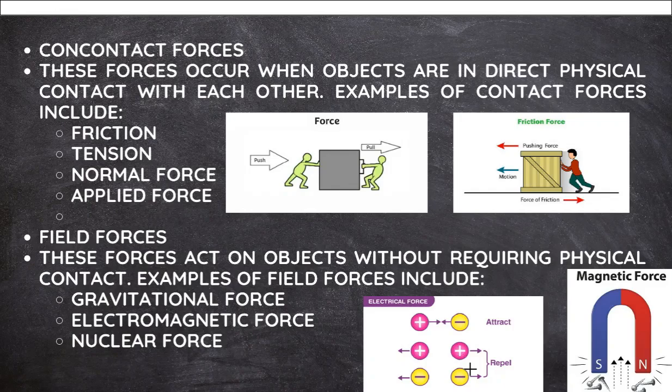Now, even without direct contact with each other, there will be a repelling force if you place like poles together. But there will be an attractive force when you place opposite poles together. Now, same thing also in magnetic force.